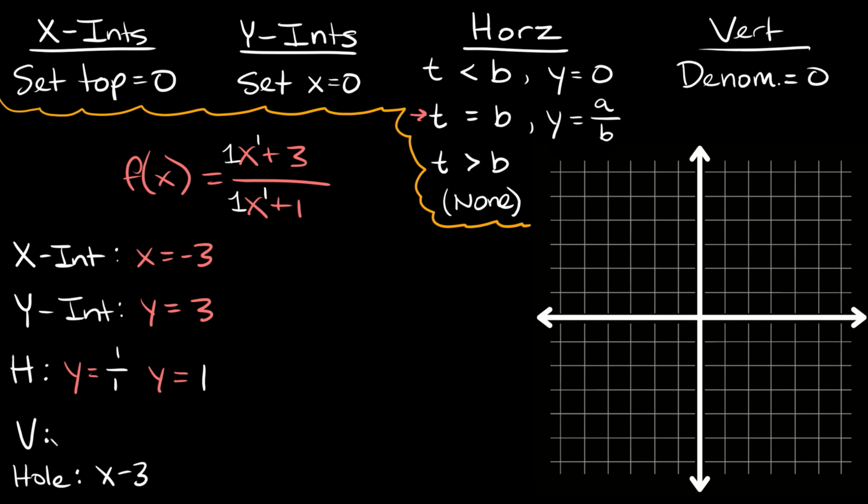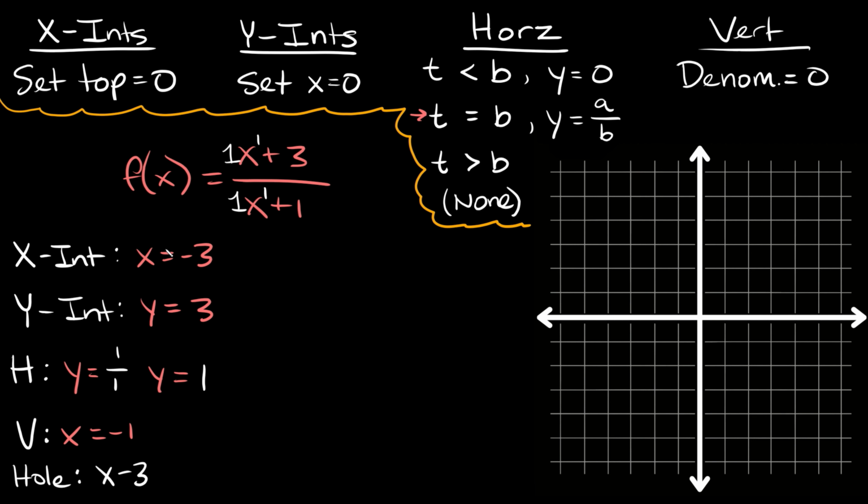And then for the vertical asymptote, again, we just need to set the denominator equal to 0. So x plus 1 is equal to 0. We'll subtract 1. So we get x is equal to negative 1, right? So we'll say x is equal to negative 1. Nice. All right. So we found everything that we need. So now let's plot this guy.